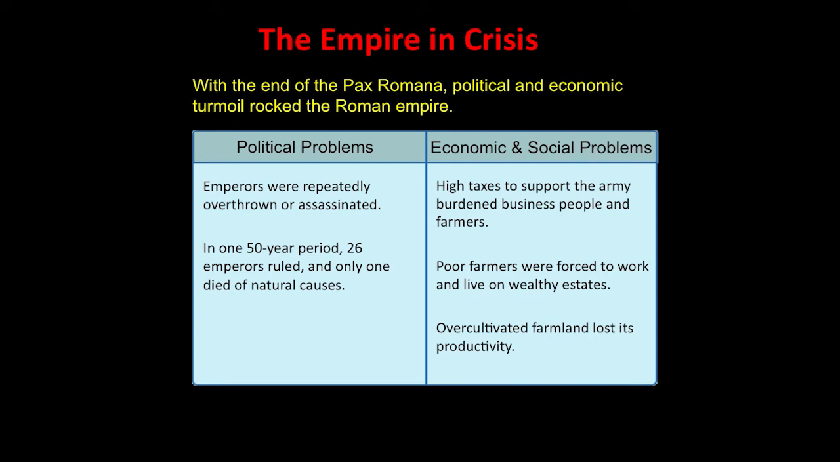But political and economic turmoil rocked the empire. Emperors were repeatedly overthrown and assassinated. That's a political problem. And as you saw in the chart from the document packet, 26 emperors ruled in a 50-year period, and only one died of natural causes. And in order to support the government, they enacted high taxes, and this burdened the people and farmers. Poor farmers were forced to work and live on wealthy estates. The land became less fertile because it was over-cultivated, and this caused problems as well.